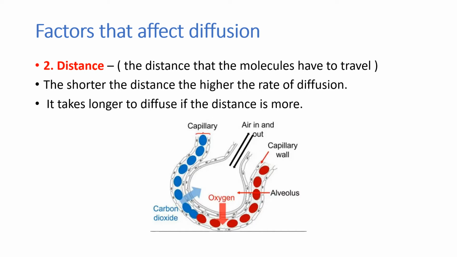The example that we can use is again the gas exchange happening in the lungs. You can see both the alveolus and the capillary have a very thin wall. Their thickness is just one cell. Both of these structures have just one cell thickness, which means the distance for diffusion is less. Therefore, diffusion can happen faster.